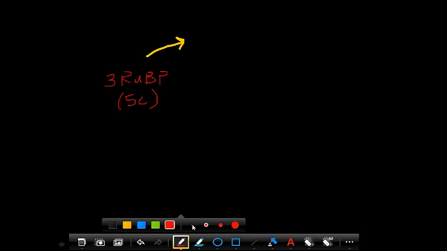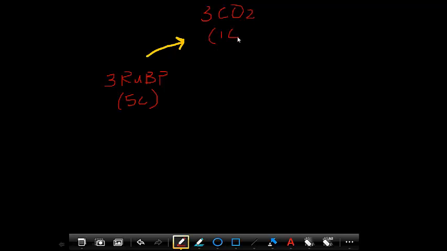Again, you're writing this as I do this. Then we're going to do 3 carbon dioxide, so our numbers work out in the end, and they each have 1 carbon. The enzyme that makes this happen is called rubisco. So we'll just draw that in there. Here's our little rubisco enzyme.